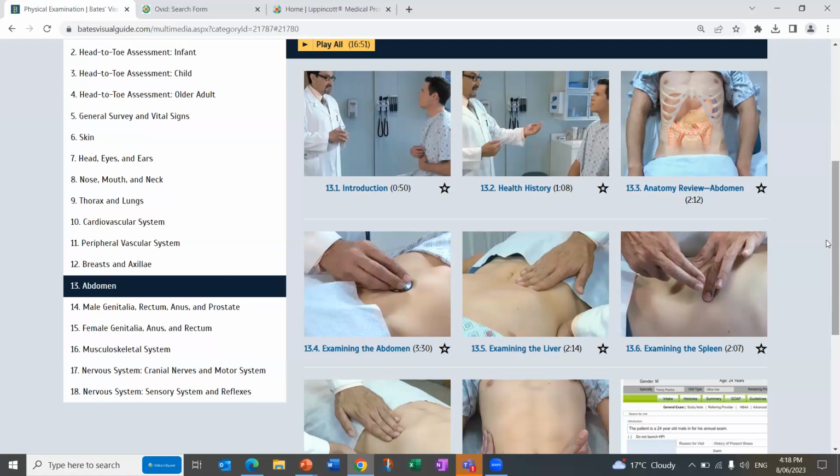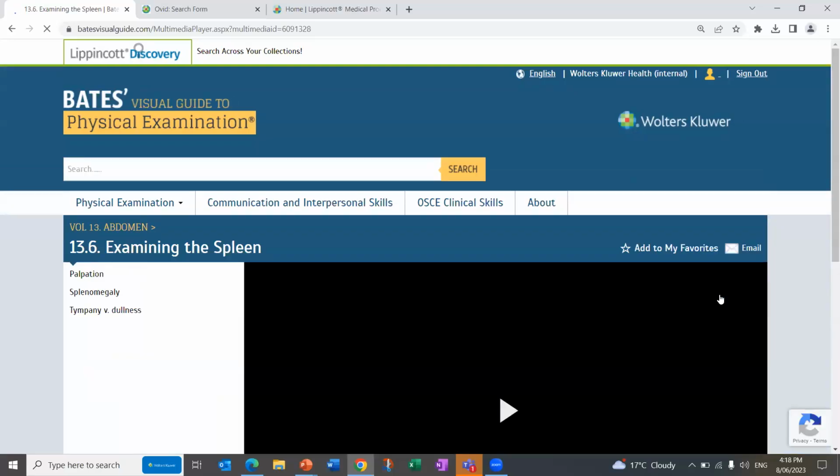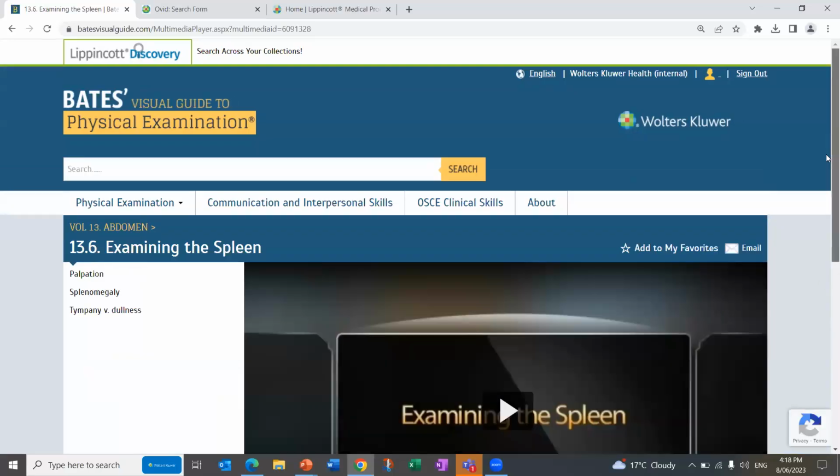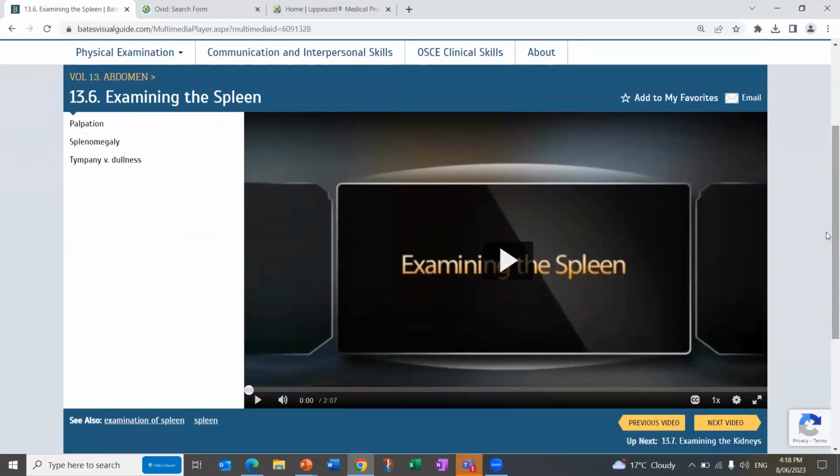How the doctor or the student comes in and introduces themselves and establishes a rapport with the patient. How he's going to ask about the patient's individual health history. How we're going to go through the process of examining the abdomen in a variety of different ways. And we can link into any of these parts. So we're able to look, particularly if we need to, at examining the spleen within this particular section.